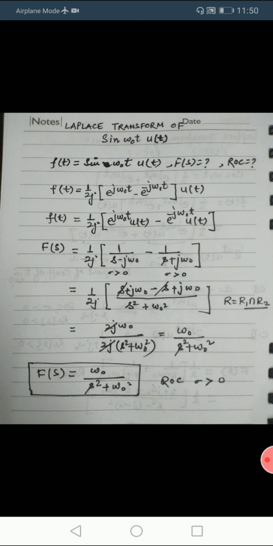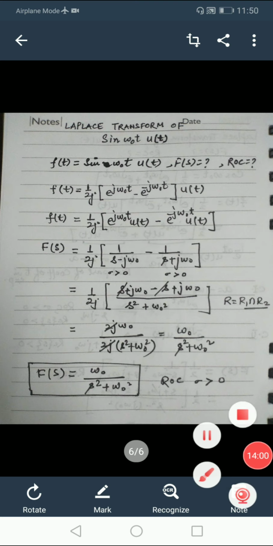After that, there are some more questions on finding the Laplace transform. Thank you.